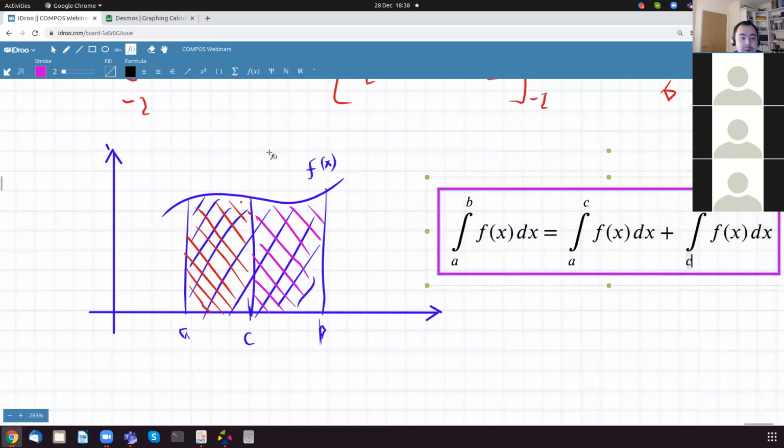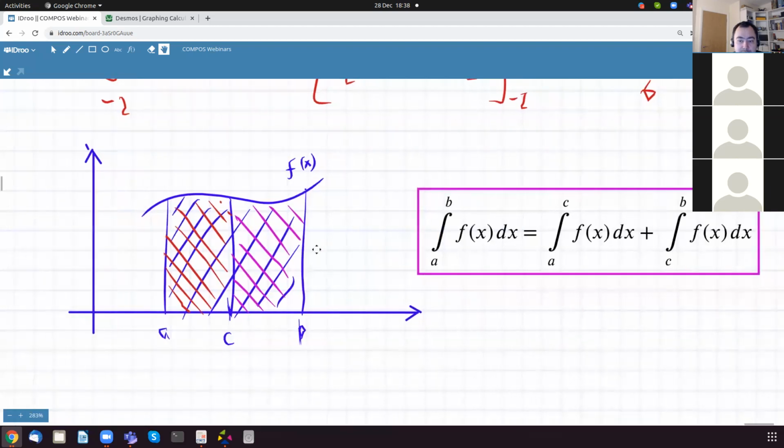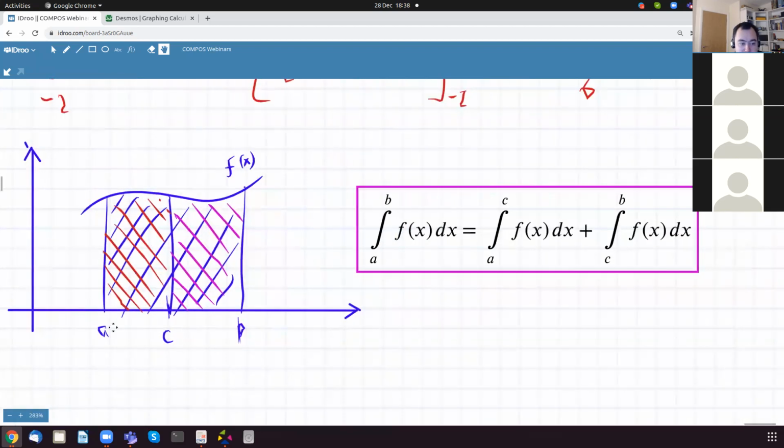So basically, if you take two integrals, from A to C and from C to B, it will be the same as taking one integral from A to B. And funnily enough, this works even if C is not between A and B. The maths works out, although the meaning kind of fades away.